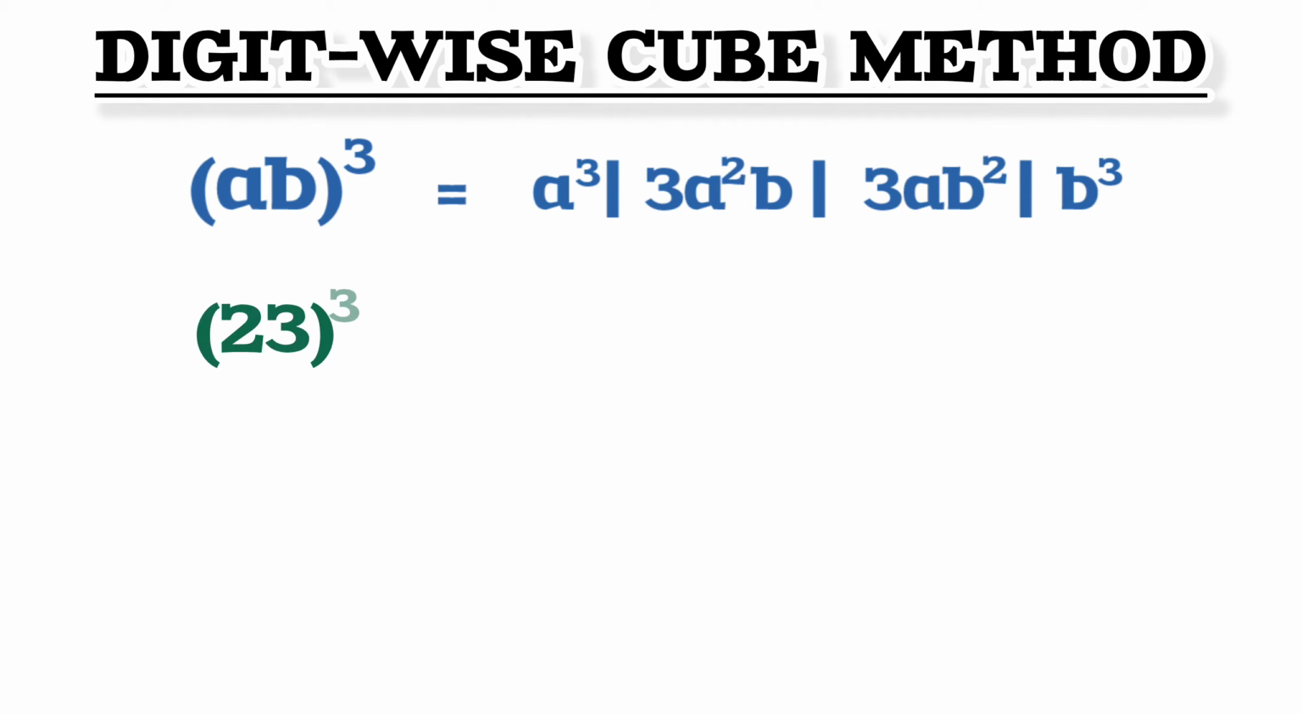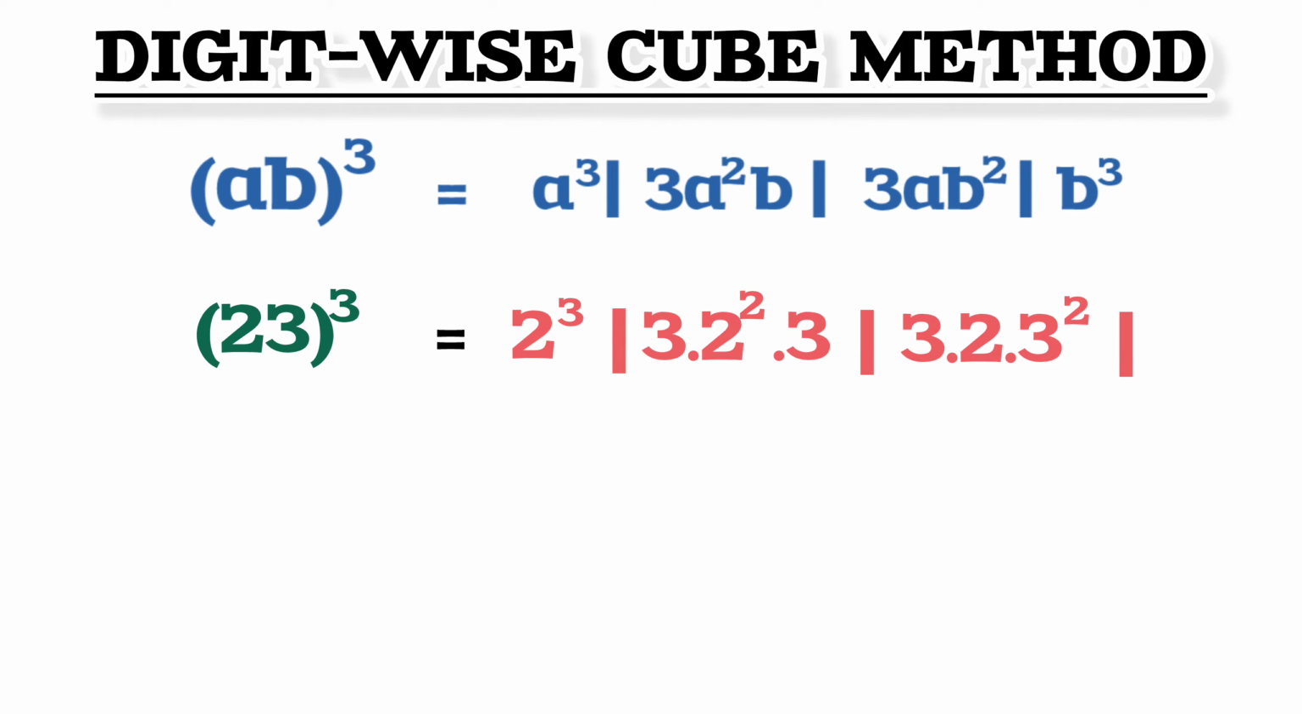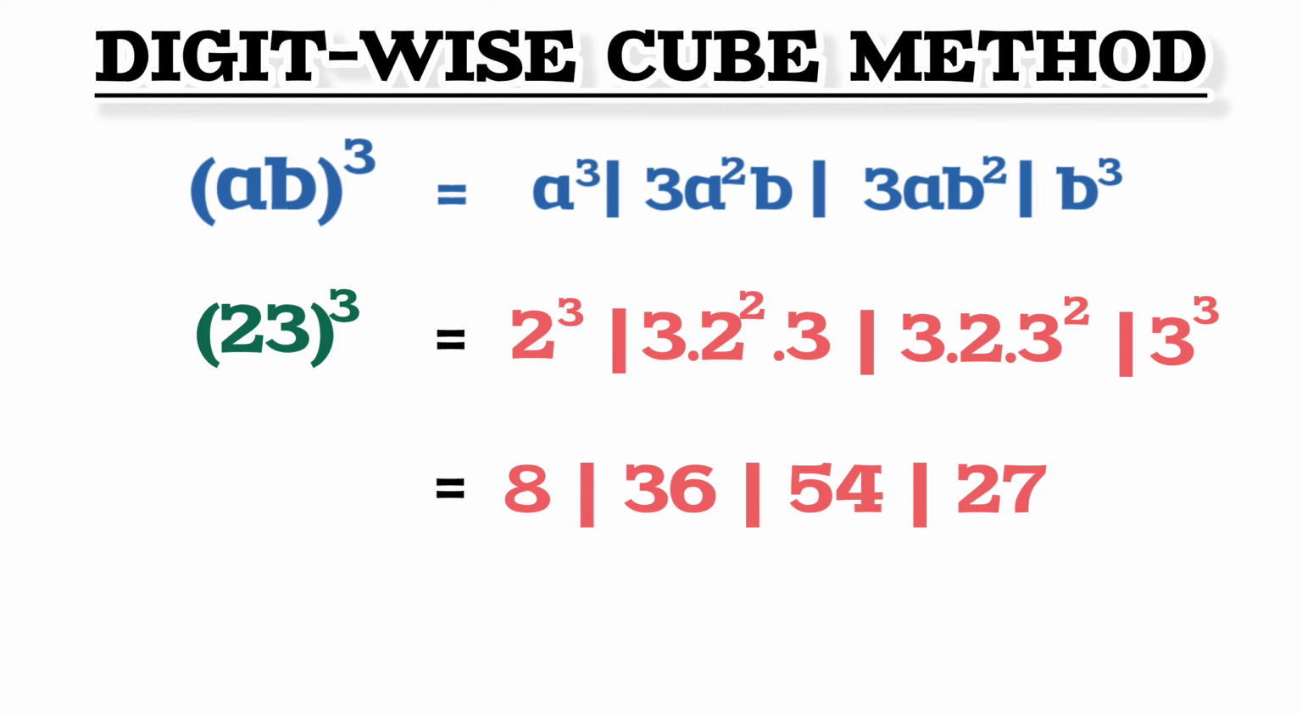Next, 23 cube. A is 2, b is 3. We'll write it as 2 cube, 3 into 2 square into 3, 3 into 2 into 3 square, and 3 cube. Digits are 8, 36, 54, 27. Start from right to left.